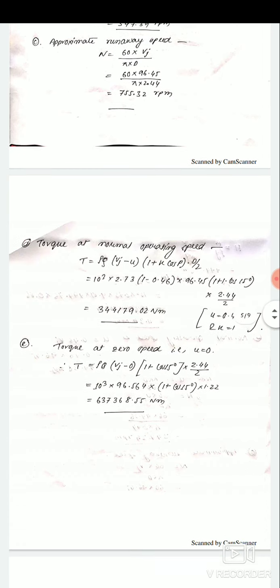K is 1. Yeah, normal operating speed. So K is 1. And the last part of the question: we have to find out the torque at 0 speed, that is U equal to 0. So same equation, because we have to put U equal to 0. So it is coming out as 3637368.55 Newton meter.